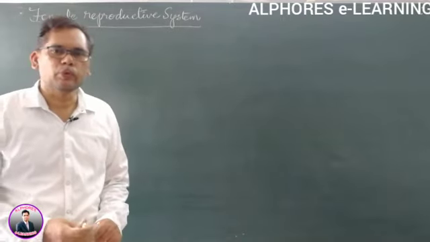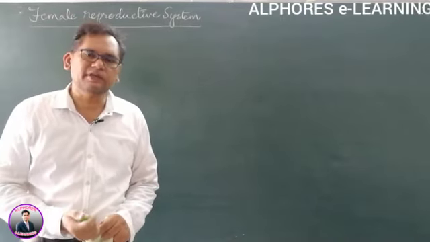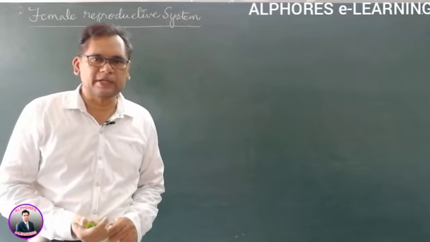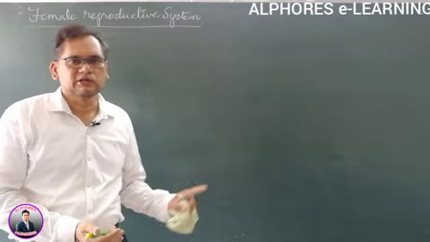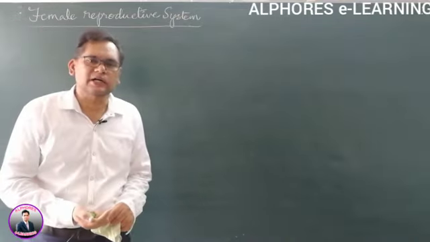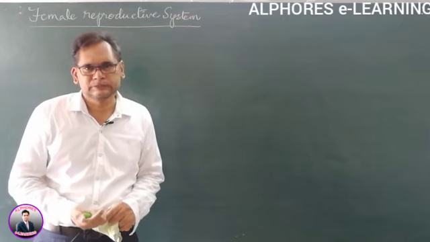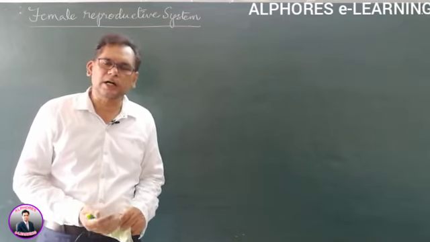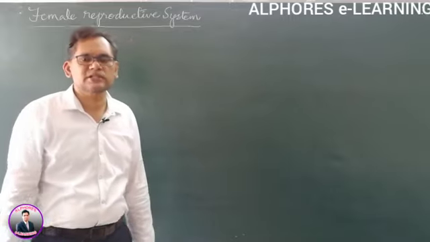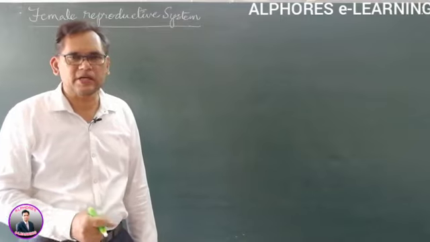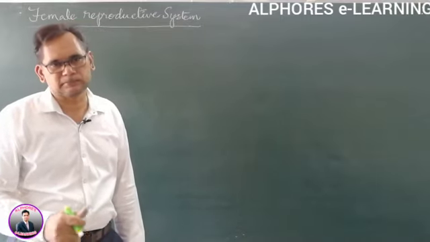Today we are going to discuss the female reproductive system. Now, we have already completed the male reproductive system. This is the female reproductive system. What are the different parts of the female reproductive system? Like the male reproductive system, the female reproductive system also has the following parts: primary sex organs, secondary sex organs, as well as external genitalia.